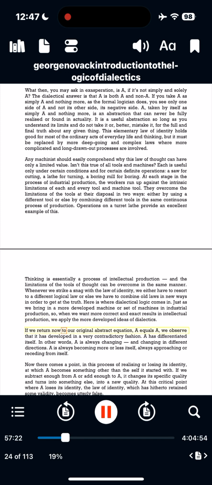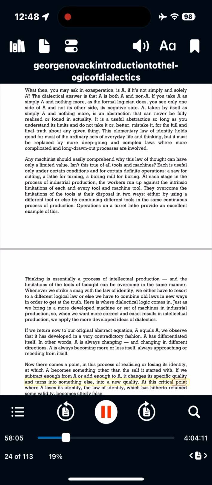If we return now to our original abstract equation, A equals A, we observe that it has developed in a very contradictory fashion. A has differentiated itself. In other words, A is always changing, and changing in different directions. A is always becoming more or less itself, always approaching or receding from itself. Now there comes a point, in this process of realizing or losing its identity, at which A becomes something other than the self it started with. If we subtract enough from A or add enough to A, it changes its specific quality and turns into something else, into a new quality.